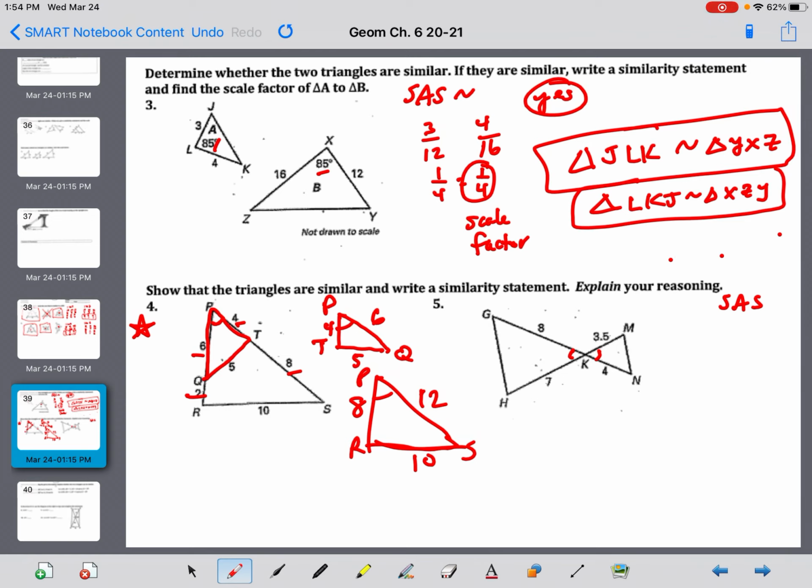But check it out. If I go shortest side in the small one over shortest side in the big one, second side in the small one over second side in the big one, and longest side in the small one over longest side in the big one, do those all look like the same fraction? 1/2, 1/2, 1/2. Yeah. So we're good to go here. So this could be either SSS or SAS. It could be one or the other, okay? It does tell us to write a similarity statement, so I think the redraw really helps with our similarity statement.